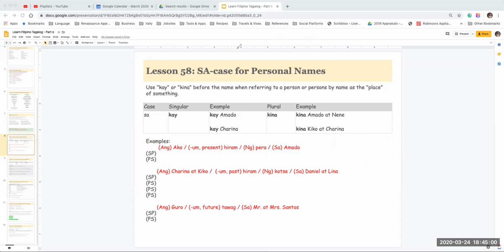So let's try to do the first one. I'll help you out. So ako, what is ako? Ako is I. It's a pronoun, an ang pronoun. So that will be our actor. So we say ako. And then we start our predicate starting from i, and then our verb. Humiram. Very good. And your object, what did you borrow?